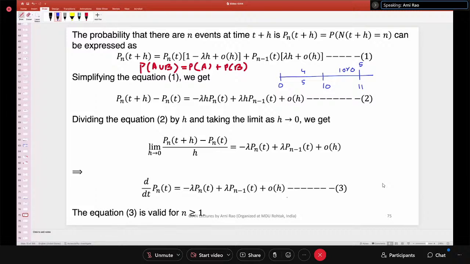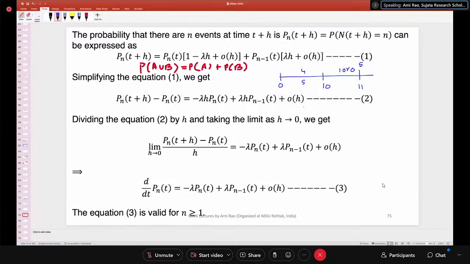In equation 1, one term should also be there for the occurrence of more than one event, times order of h. More than one event is ignored. That's why we don't have to, because you can write one more. All together it becomes this order of h. We don't have to write many orders of h. Yes, but we must mention order of h at least one time. One order of h includes all.